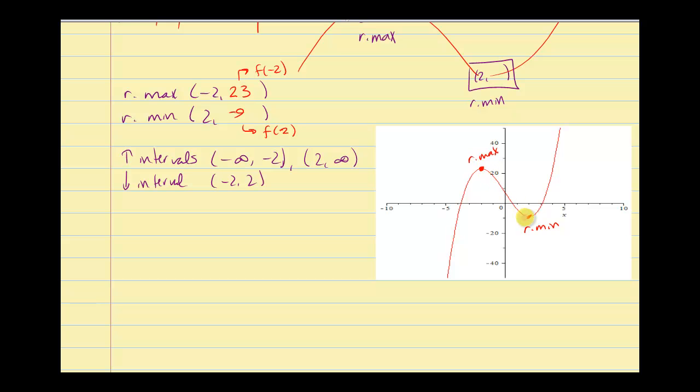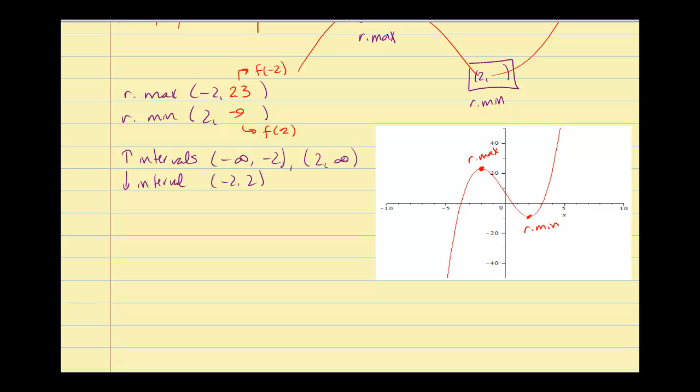From -2 to +2, it's decreasing. And from 2 to infinity, it's increasing. So this graph that we produced in Maple basically verifies everything that we have here. And I would really encourage you to do most of your graphs in Maple, because you can manipulate the scale pretty easily, and also you kind of get used to seeing what some of these functions look like.